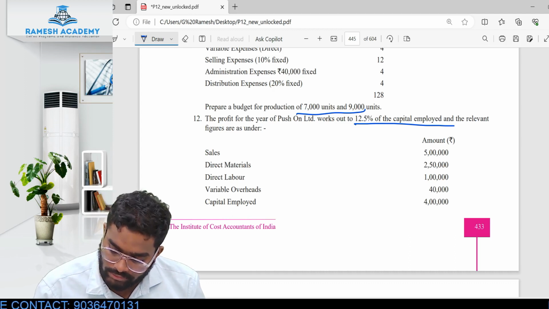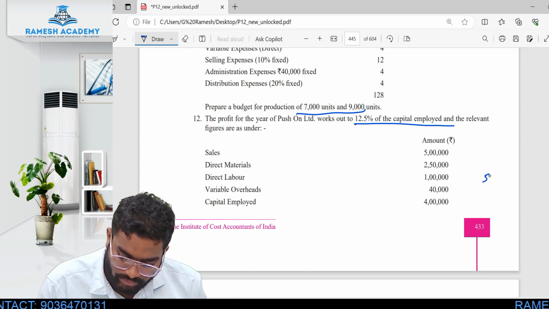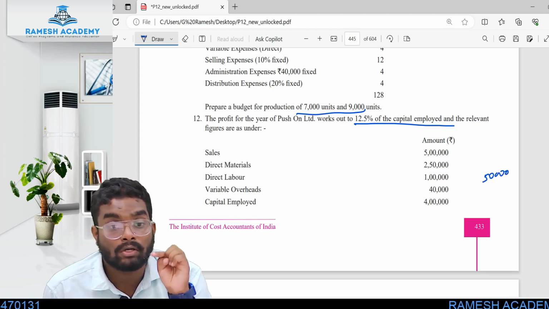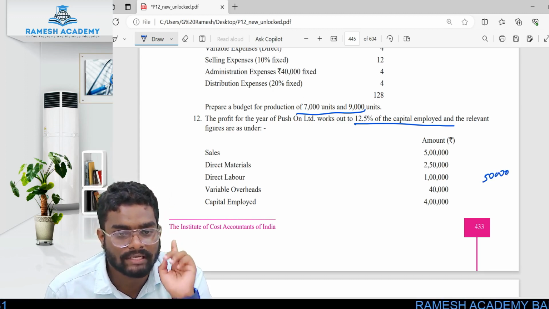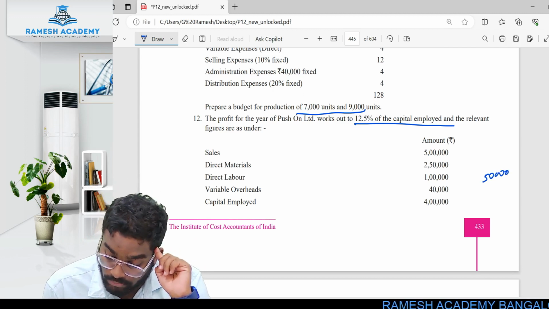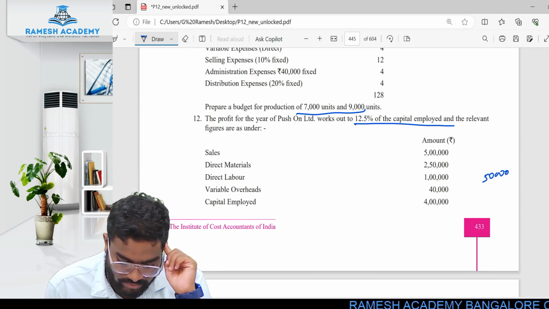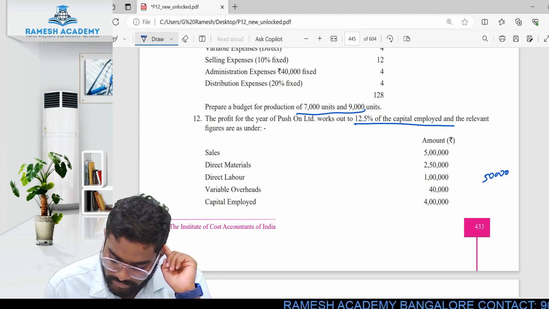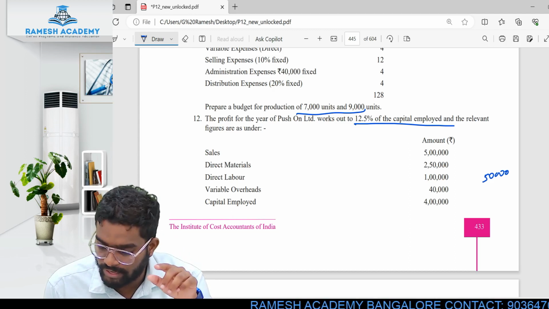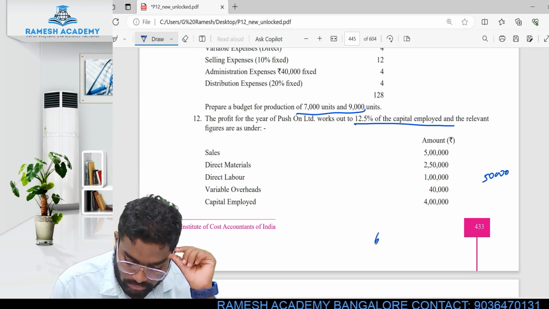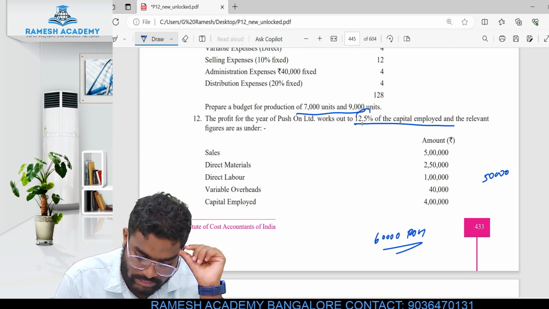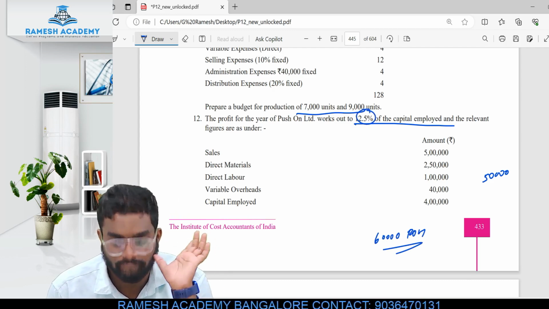So 4 lakh into 12.5%, which is 50,000 is the profit. So why did I calculate this? In this they have not told about the fixed overhead. Please be careful. That I have found out here. How? 5 lakh minus 2 lakh 50 of direct material, 1 lakh of direct labor, 40,000 of variable overhead, and profit we have 50,000. So 60,000 is the fixed overhead here. So this they have given to find out the fixed cost, that we have found out.